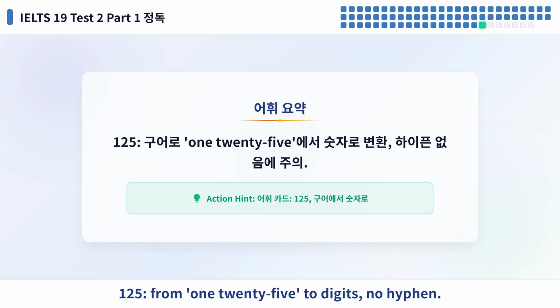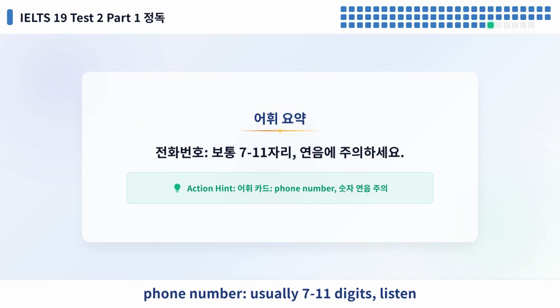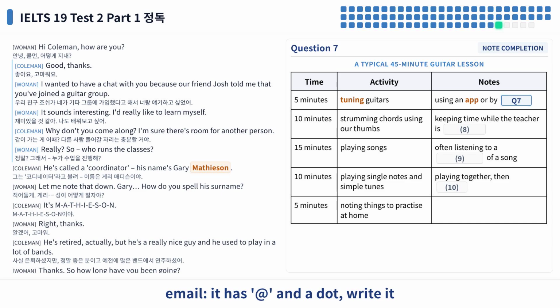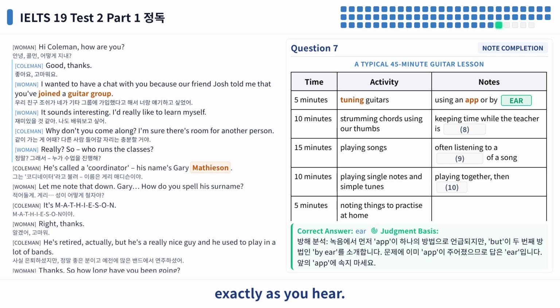125, from words to digits, no hyphen. Phone number, usually 7 to 11 digits. Listen for linking sounds. Email, it has at and a dot. Write it exactly as you hear.